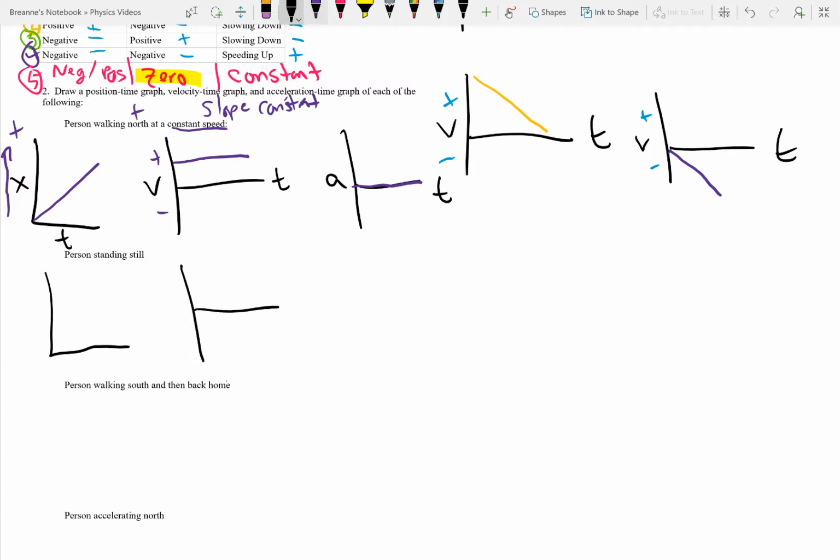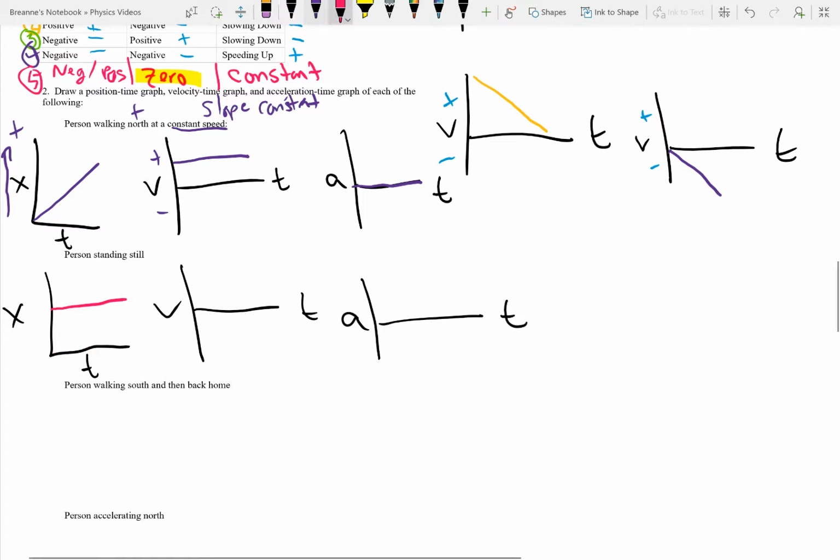For a person standing still, you can be placed anywhere. You can be placed here, you can be placed on 0, you can be placed anywhere, okay? Any spot as long as it's a horizontal line, but you just want one of them. So I'm going to go with that one. It doesn't matter where you place it as long as it's 0. Your slope is 0. So therefore your velocity is 0. And if your velocity is 0, your acceleration is 0.